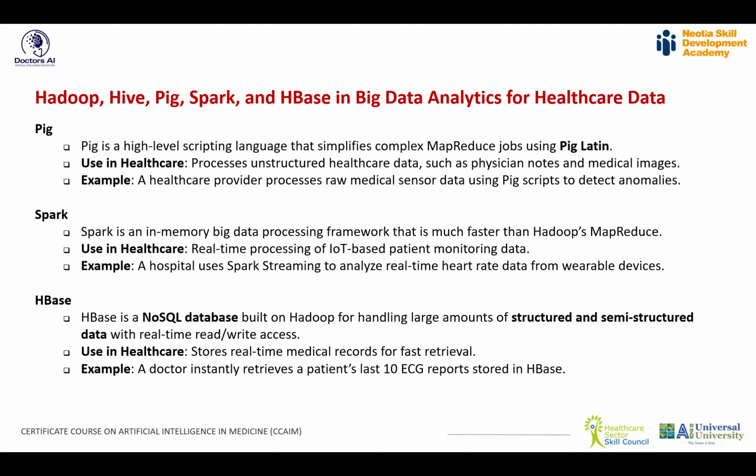And the last, this is a very interesting one, HBase. It's a NoSQL database built on the Hadoop to handle a large amount of structured and semi-structured data with real-time read and write access. Example: a doctor instantly retrieves the patient's last 10 ECG reports stored in HBase. Now, how do you do that? So you need to use HBase.